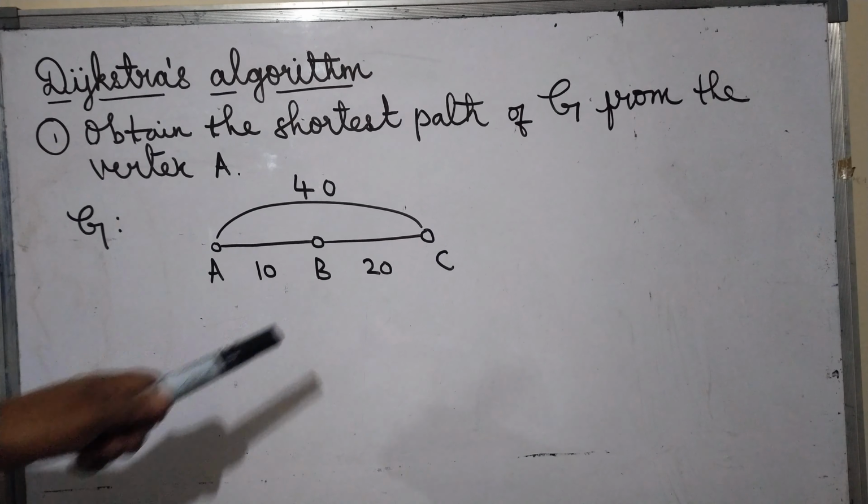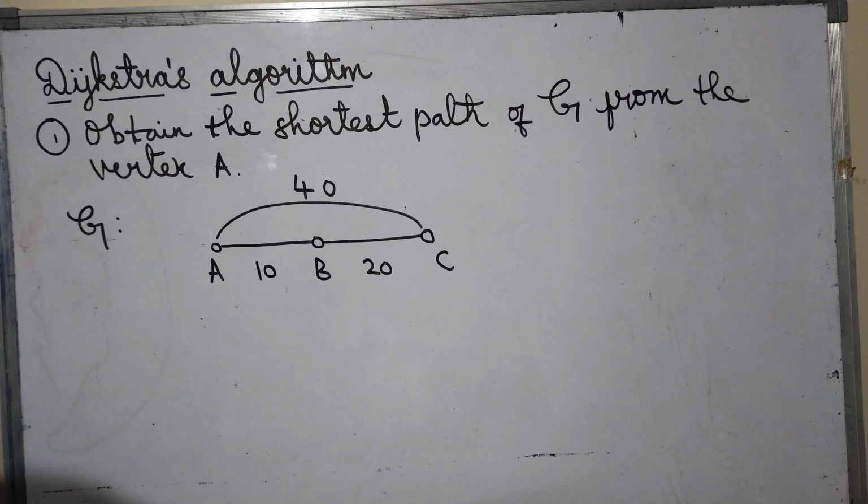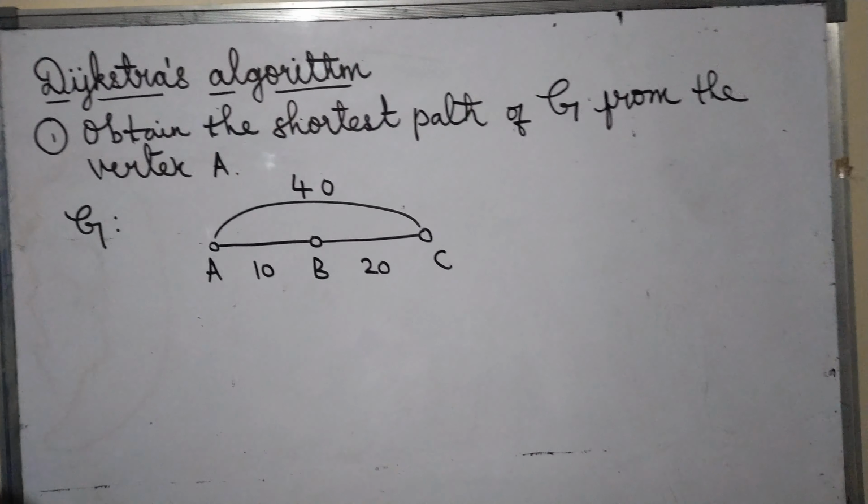From A to B we have a weight 10, from B to C it is 20, and from A to C it is 40. Now let us find the shortest path from the source vertex A. Let me consider the vertex A as the source vertex. The very first iteration is we need to assign the non-negative quantities to each vertex. In the first iteration we will assign 0 to the source vertex and infinity to other vertices.